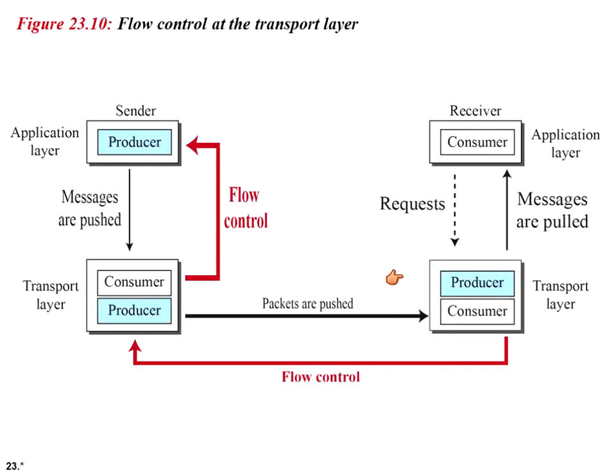It is the consumer for the packets which are received from the sender, and the producer that decapsulates the message and delivers them to the application layer. So the last delivery is normally pulling delivery. Now the transport layer waits until the application layer process asks for messages.